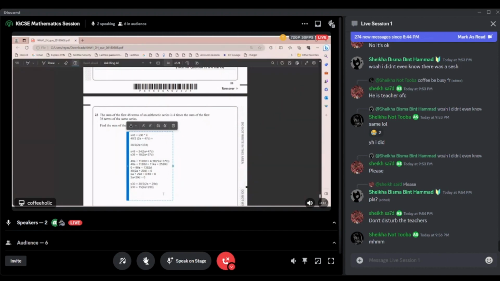We know that 2a plus 29d is 0 because we've already worked that out in this part of the equation. So we can simply replace 2a plus 29d by 0. So 15 times 0 is 0. As a result, after all that working, the sum of the first 30 terms of your sequence would be 0. That would be your final answer. Does that make sense?